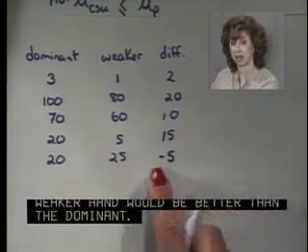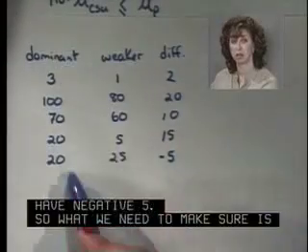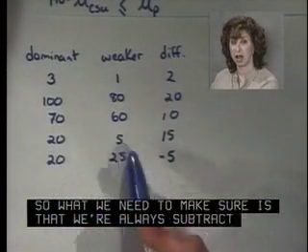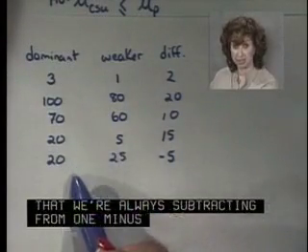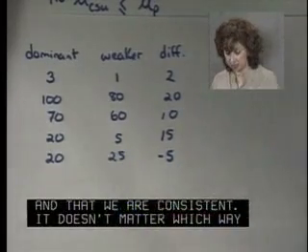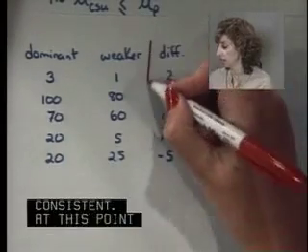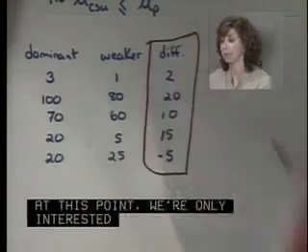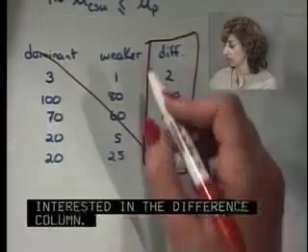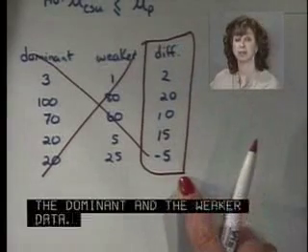we have negative 5. So what we need to make sure is that we're always subtracting the first column minus the second column and that we are consistent. It doesn't matter which way we subtract, just so long as we're consistent. At this point, we're only interested in the difference column. We're no longer interested in the dominant and the weaker data. Our only data is the difference column.